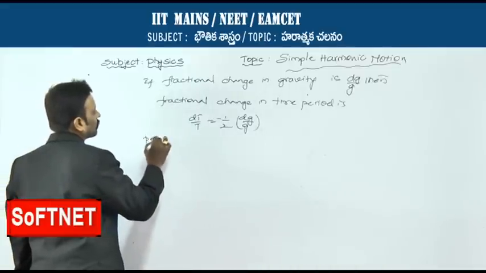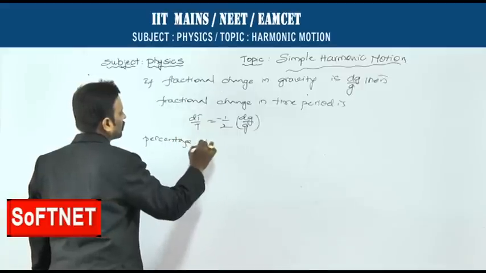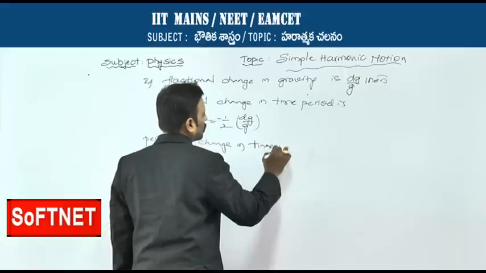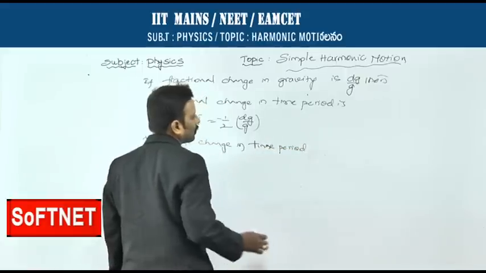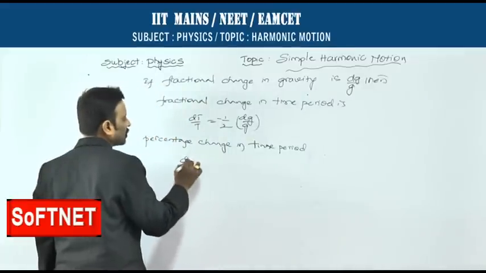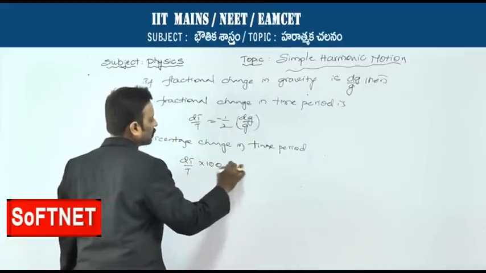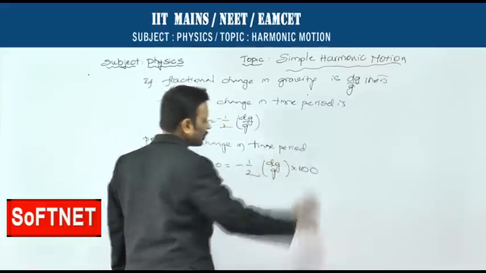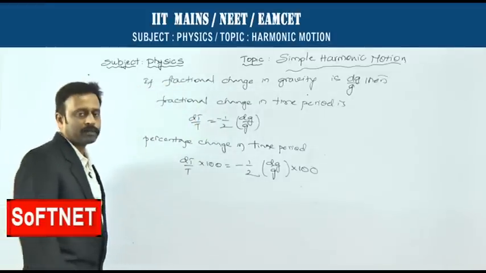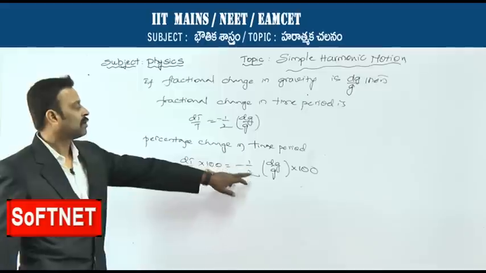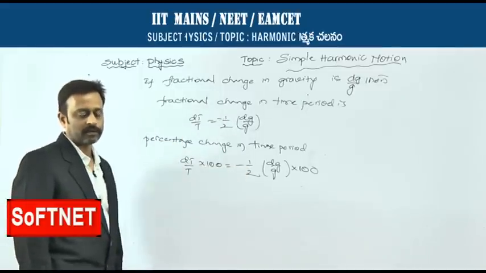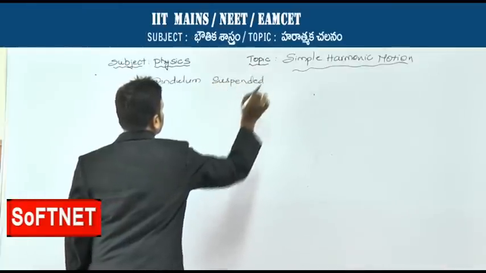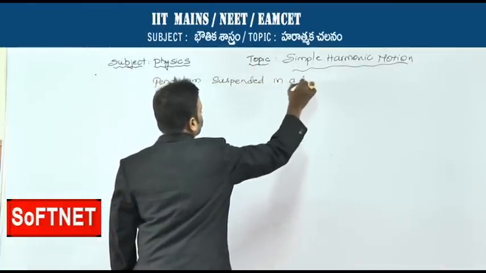Now percentage change in time period in terms of gravity is dT by T into 100 is equal to minus 1 by 2 dg by g into 100. This is the fractional change in the time period of a pendulum in terms of fractional change in acceleration due to gravity at a given place, which is suspended in a lift.